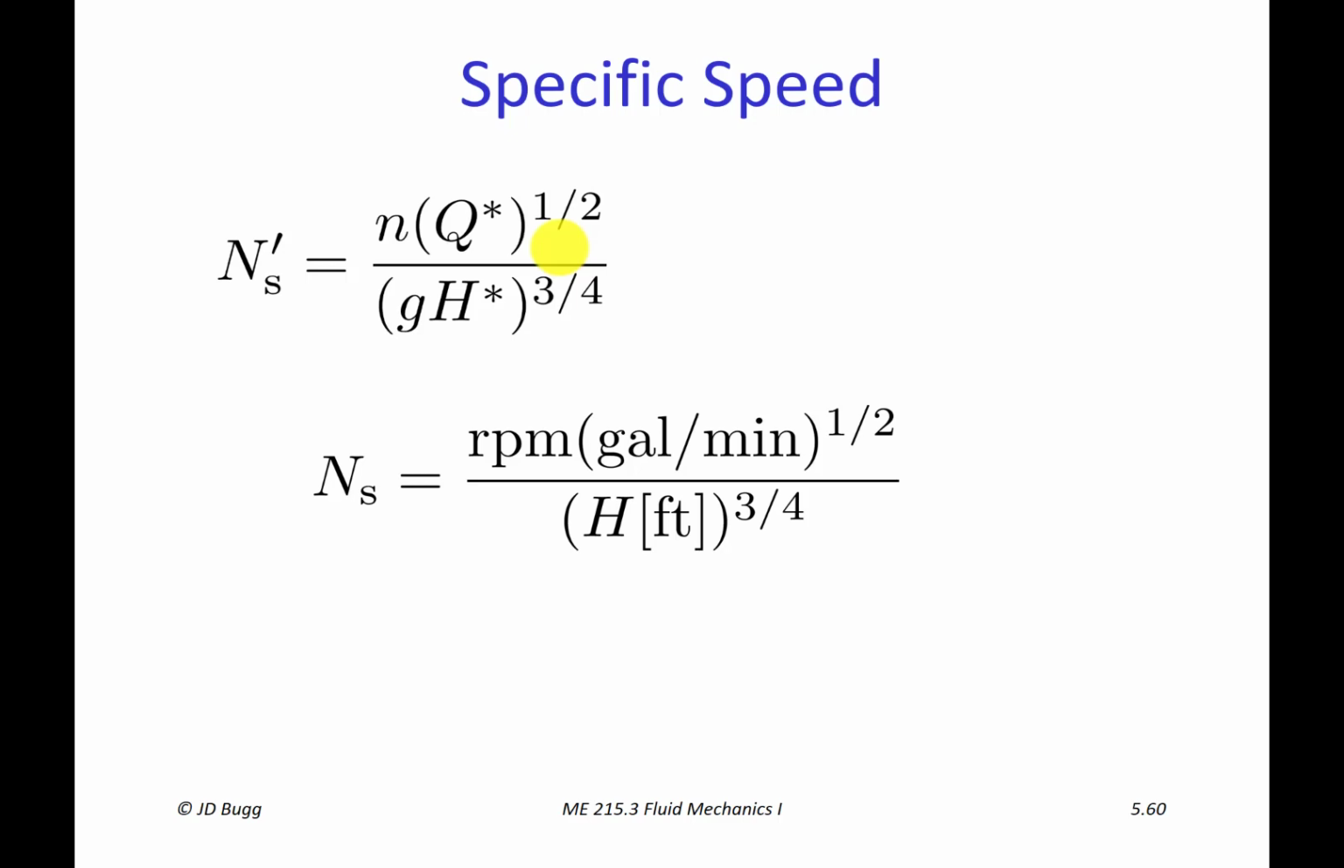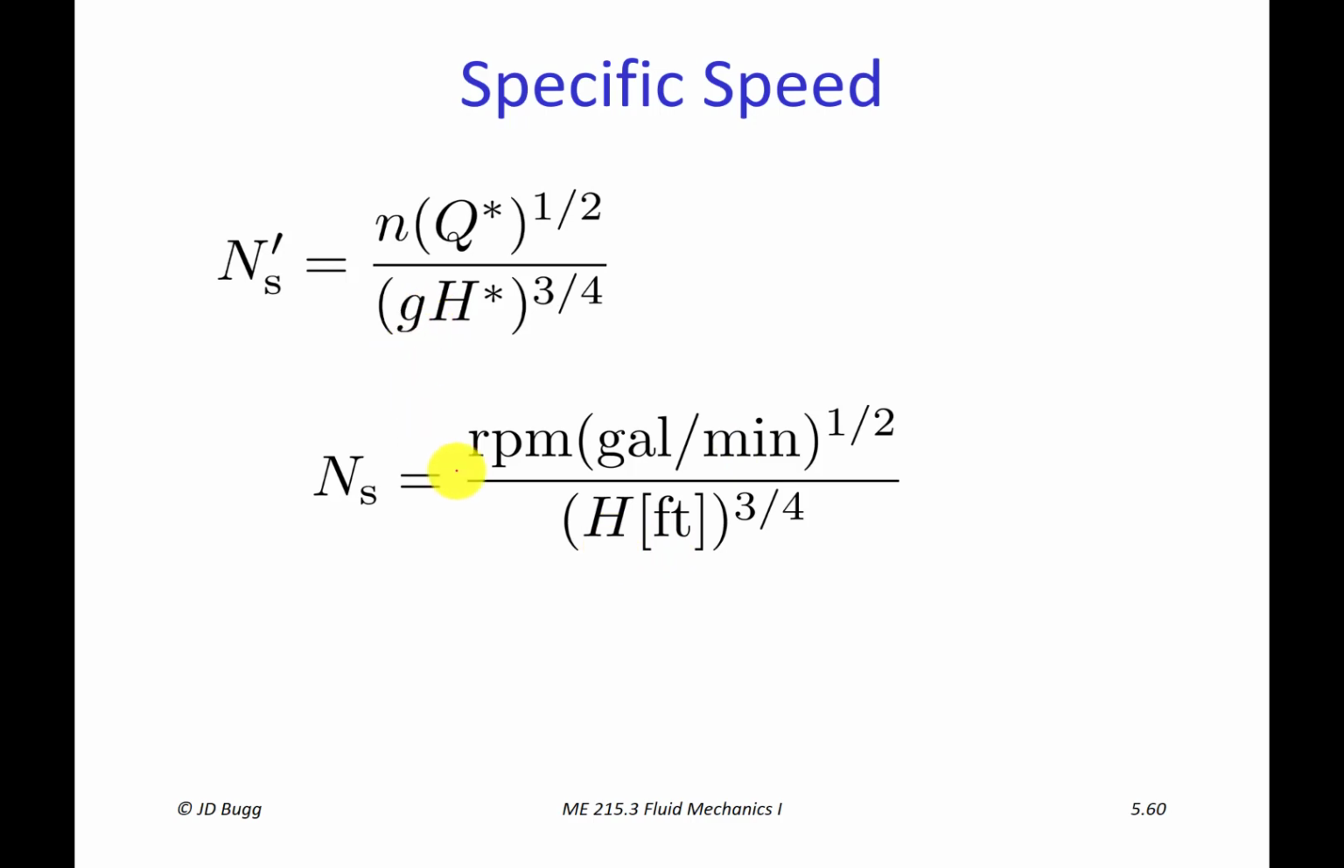So notice this is still a specific speed, but I've dropped the prime off of there because the units of this don't cancel out. They're the same quantities, so the speed is put in revolutions per minute, just because that's a more convenient form for the units. That's what we're typically working in. The flow rate we're interested in is in gallons per minute, and again, that's typically the units used for flow rate, and the head is put in feet.